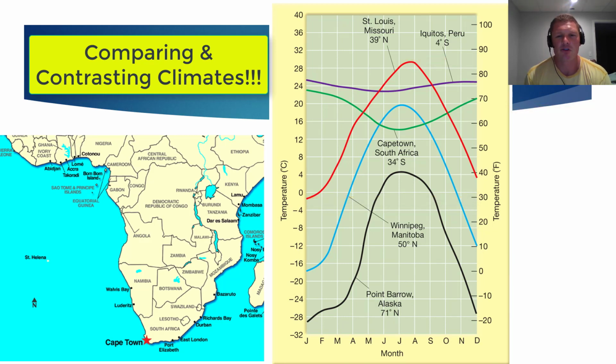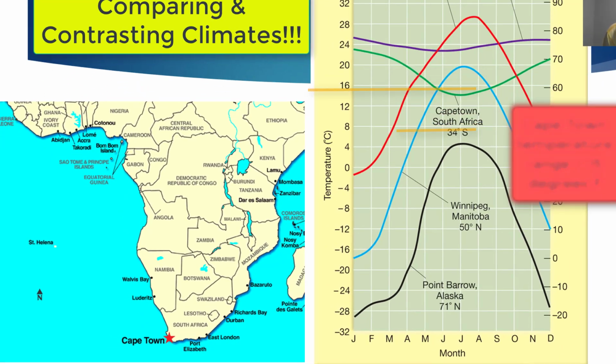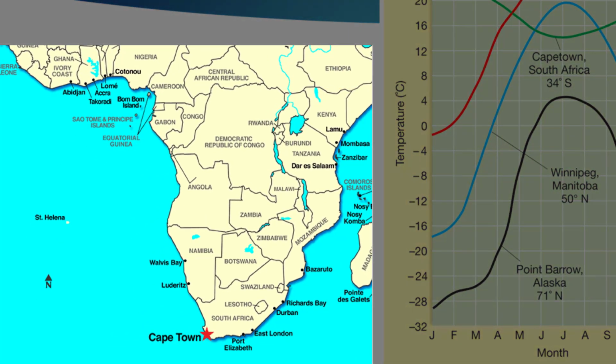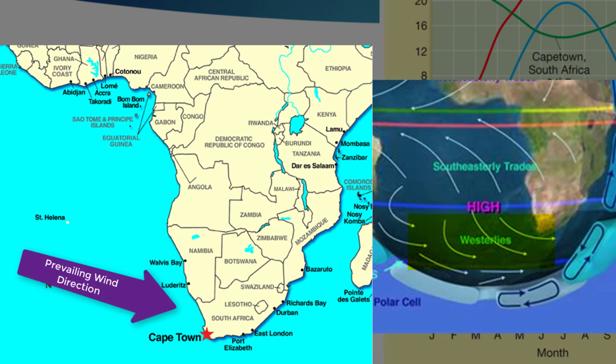However, Cape Town's temperature range is only going to be about 15 degrees when comparing the coolest it'll get in the winter to the warmest that it'll get in the summer. Why is that the case? Well, let's take a look at a map that shows Cape Town's location. Cape Town is on the windward side of the Atlantic Ocean. And what I mean by that is that the prevailing winds will be coming off of the Atlantic Ocean and onto land, right where Cape Town is on the coast. We call these prevailing winds the westerlies in the mid-latitude regions, and Cape Town is in the mid-latitude regions.